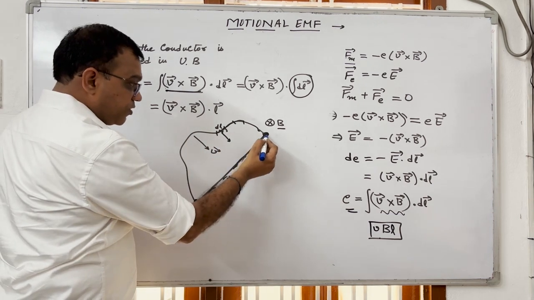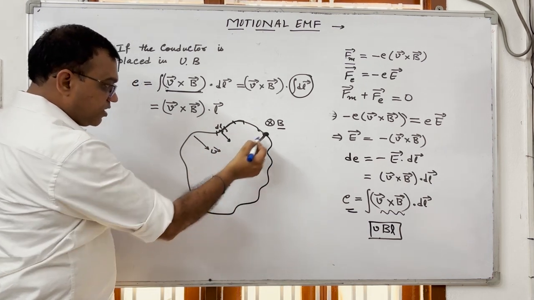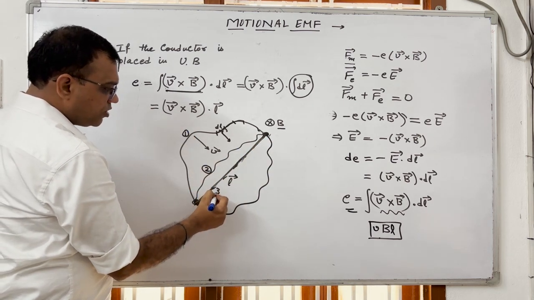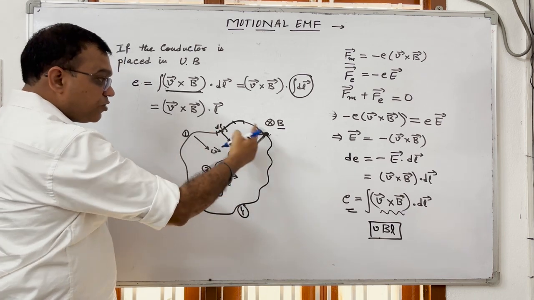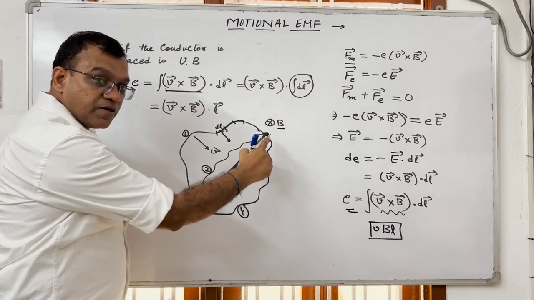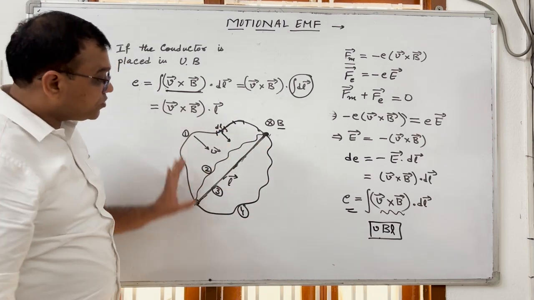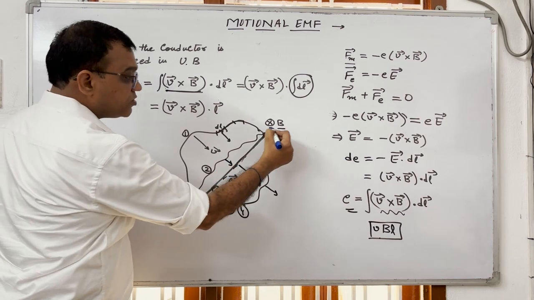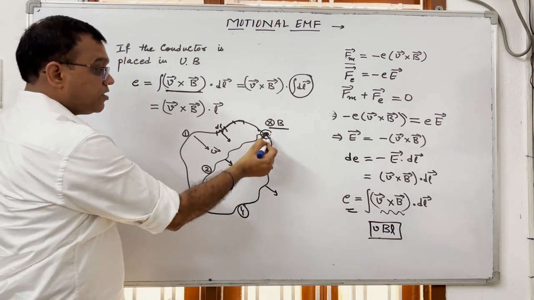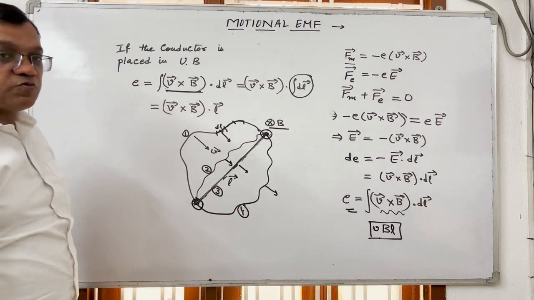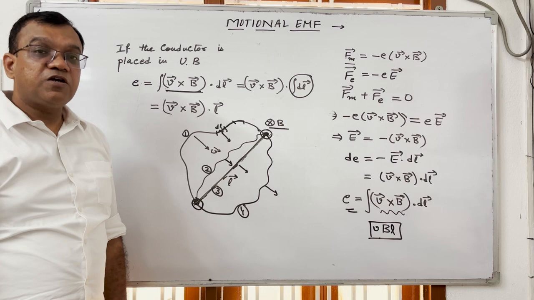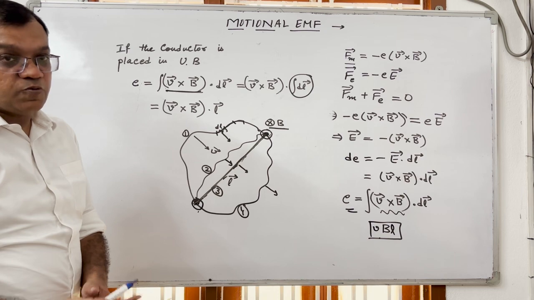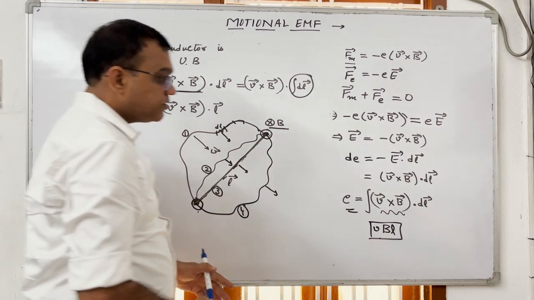It also means that if I have, say, 4 conductors, 1, 2, 3, 4, all with different shapes and different sizes, but all these conductors are moving with the same velocity v in the same uniform magnetic field, then the EMF induced across these 2 points will be the same, equal to V cross B dot L. L is the vector joining the end points of the conductor, right?